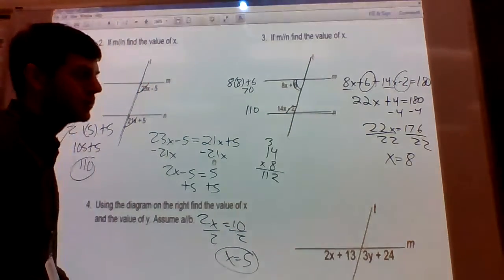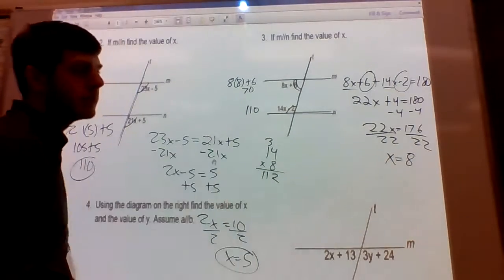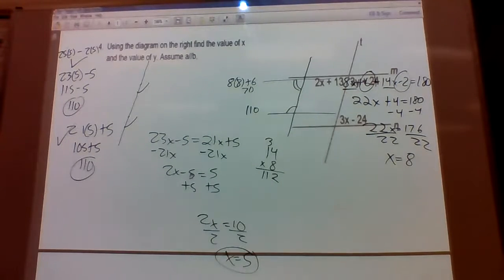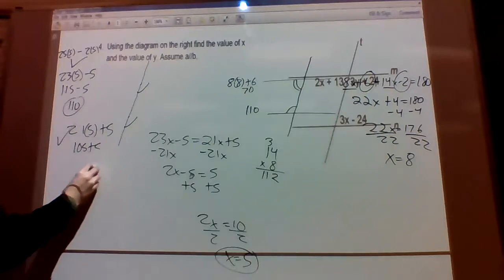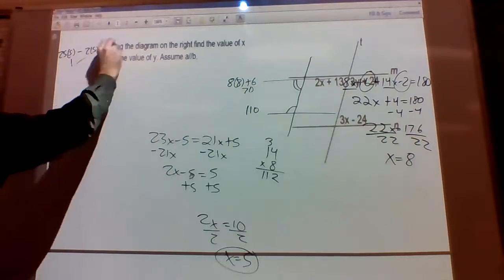So these are going to add up to 180, right? 70 plus 110 is 180. So we know we're right. At least we know we did the algebra right. We don't know for sure we're 100% right, but we know we did the algebra right.